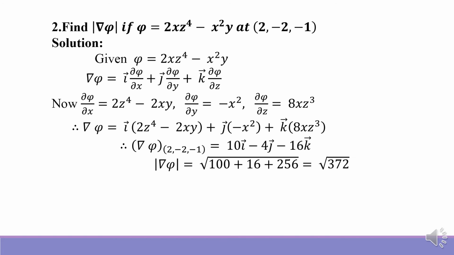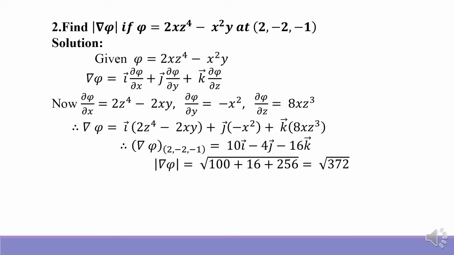Another problem. Here phi is given at the point 2 comma minus 2 comma minus 1. Then find the modulus of del phi, modulus of grad phi. Here phi is given. Del phi equal to the formula: vector i into dou phi by dou x plus vector j into dou phi by dou y plus vector k into dou phi by dou z.